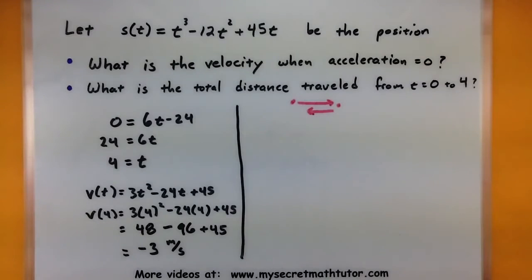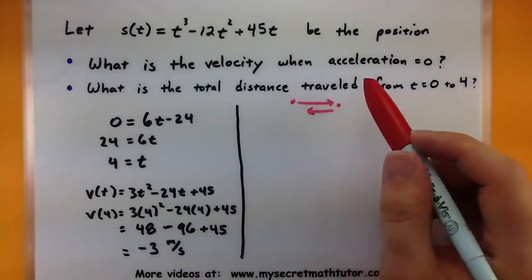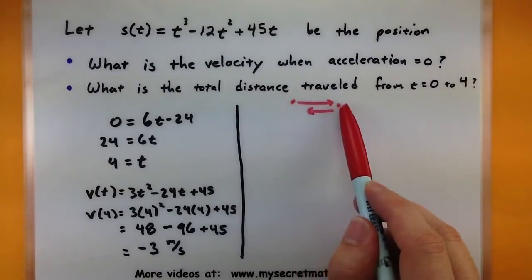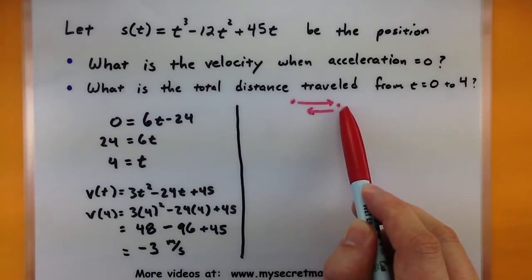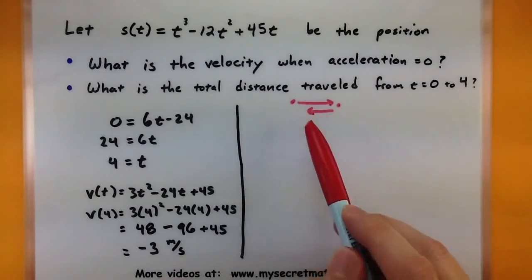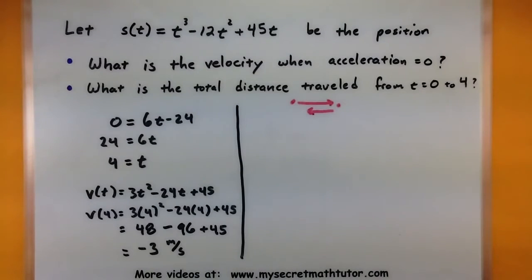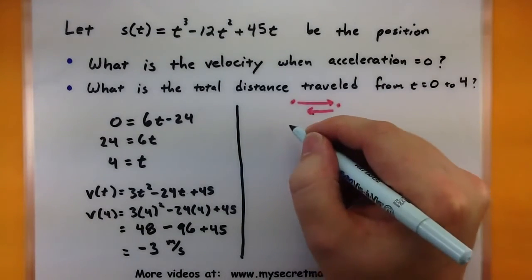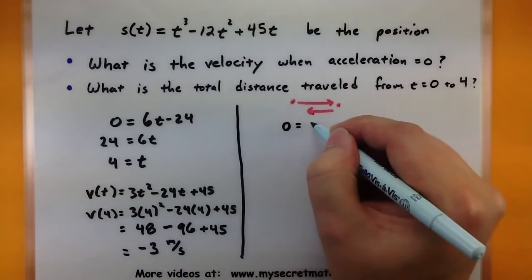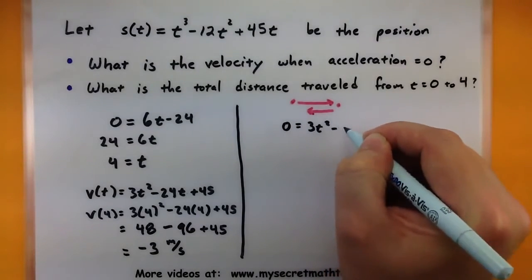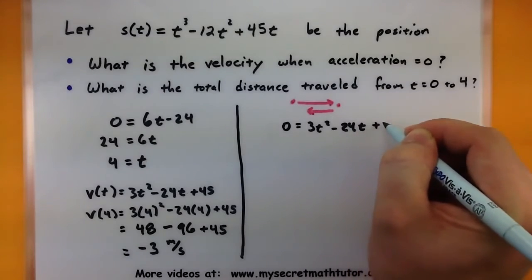So the first thing I need to check is whether at any time along the way my particle changes direction. Because if it does change directions, then I want to check the distance from the start to where it changes direction, and from where it changes direction to the end. One way we can see where it changes direction is by looking at where its velocity is equal to 0. So let's borrow our velocity and set it equal to 0. So 0 equals 3t squared minus 24t plus 45.